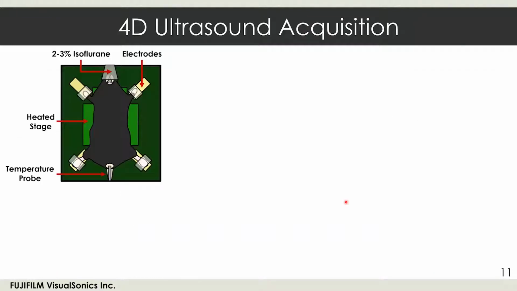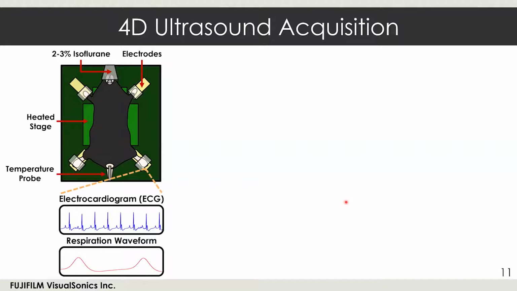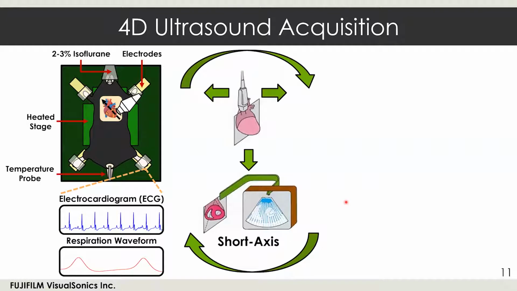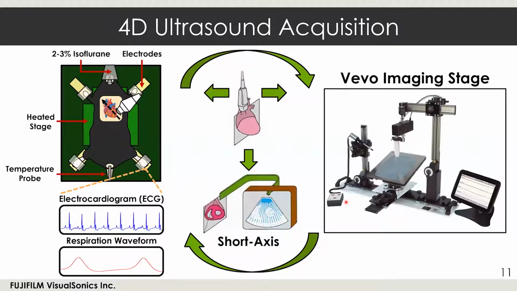The way we acquired the 4-dimensional ultrasound data is we first anesthetize the mouse and place them onto a heated stage to make sure that they don't lose body heat. And then we attach the paws onto these gold-plated electrodes that allow us to acquire ECG and respiration waveform. We then, using the motor provided by the Vivo imaging stage, can move the transducer and acquire data in short axis mode from the apex all the way to the base.